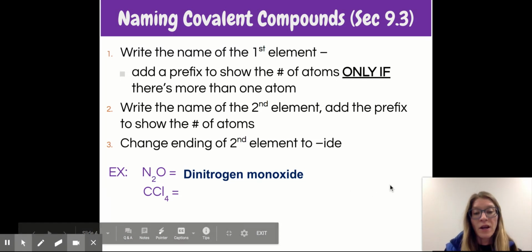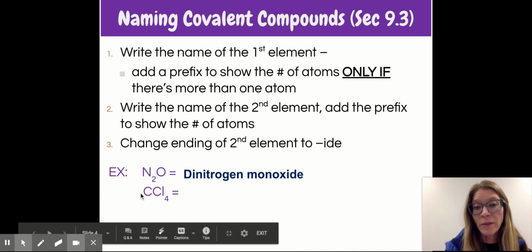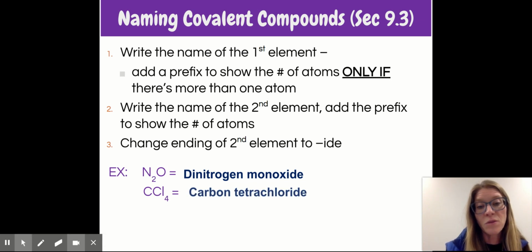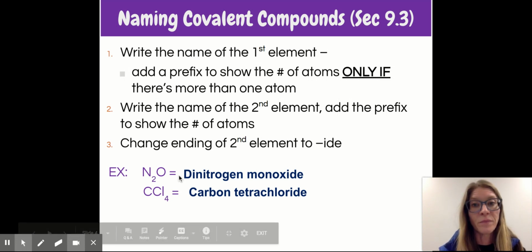Right, the next example is CCl4. So the first element, we only have one carbon. So if the first element only has one atom, then you do not need a prefix. So that would just be carbon. The second element always gets a prefix. The prefix for 4 is tetra. So this would be carbon tetrachloride. And again, you can write it all as one word, or you can add a hyphen in between tetra and chloride. Either one would be right.